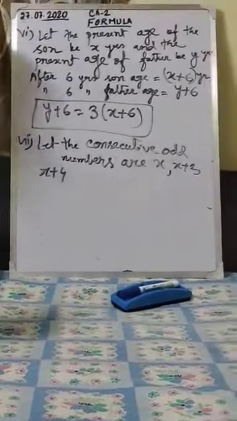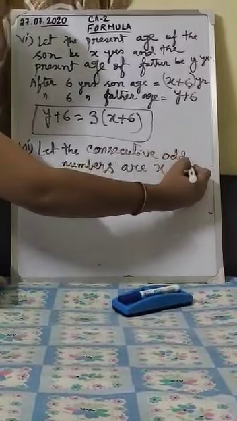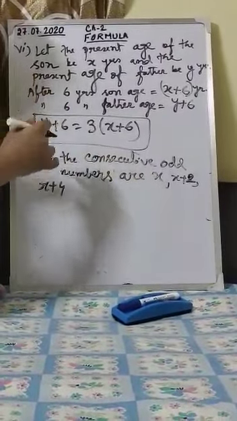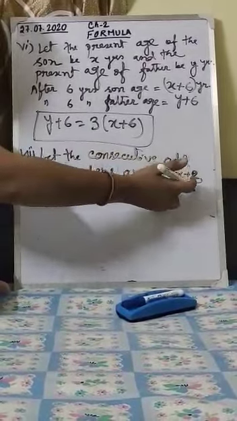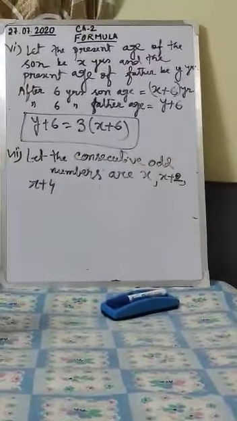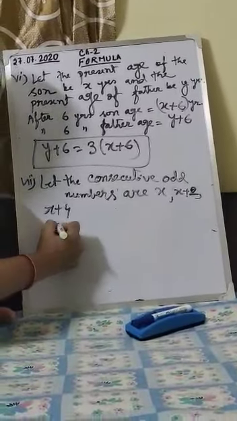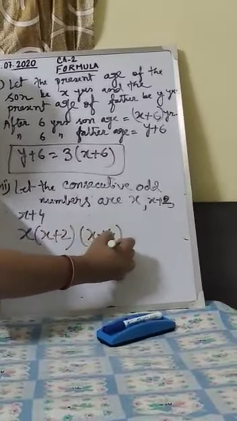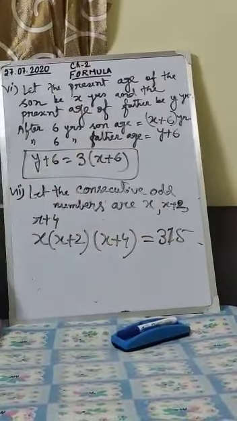What I said, if your smallest number is 3, the next will be 5, so you add 2. Then you get 5. Then 3 plus 4 you get 7. So you can add an even number to the smallest number. Okay. Got it? Now the relationship is x into x plus 2 into x plus 4 equals 315. Right? This is your answer.